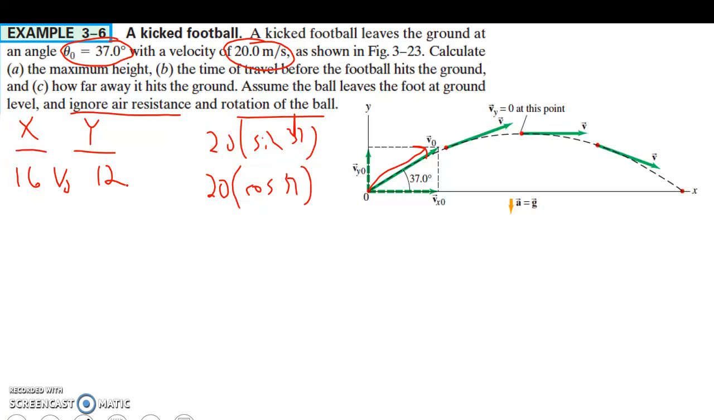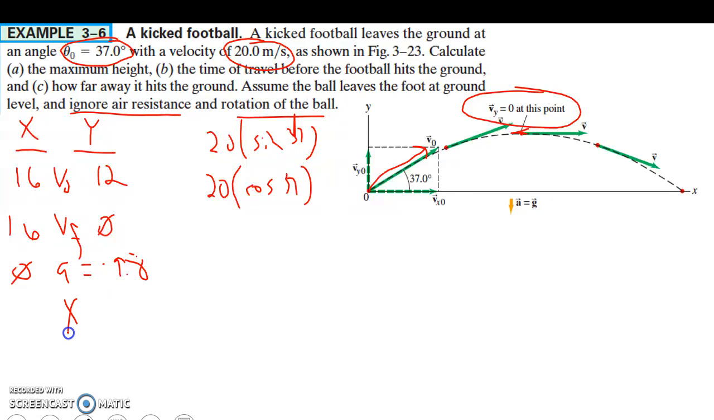Now my next step is I want to see the max height. At max height, what do we know? Well, we know our y velocity is going to be 0. So if our initial velocity is in the y and our final velocity in the y at max height is 0, then I can find my max height because my acceleration is negative 9.8 in the y, and 0 in the x. My velocity stays constant in the x.